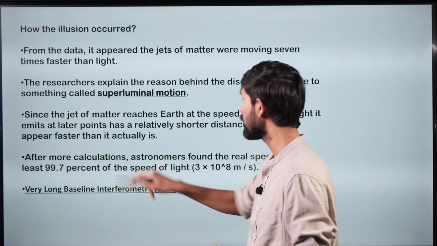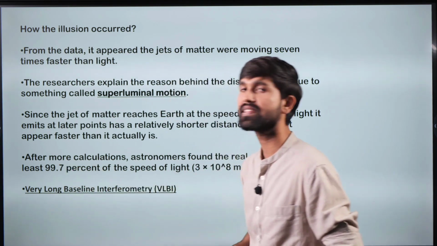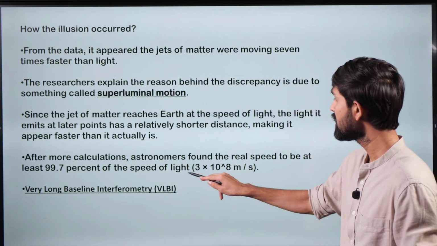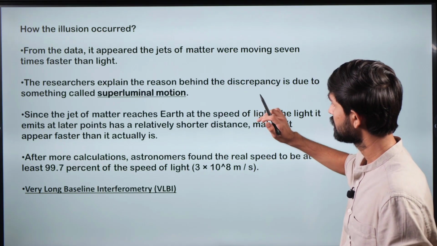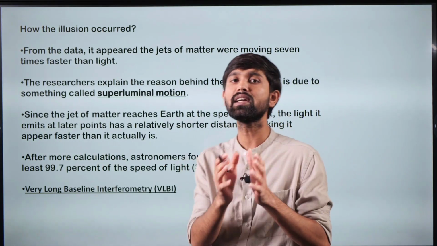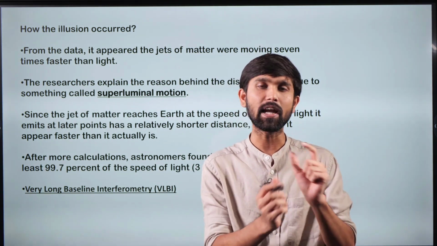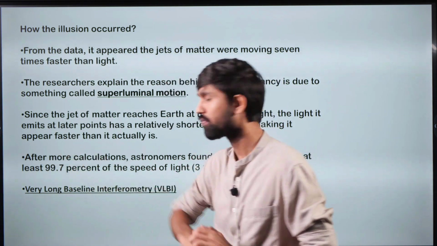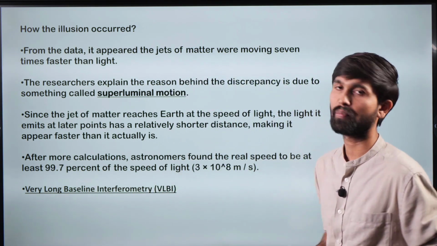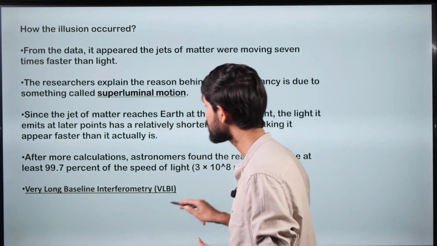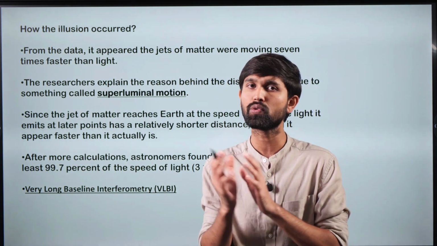And after more calculations, astronomers found the real speed to be at least 99.7% of the speed of light, which is 3 into 10 to the power 8 meters per second. This is the actual speed of light. So the real calculations have shown that this body has a speed slightly lesser than the speed of light. And this was possible by the method of very long baseline interferometry. This is the method that was used to calculate the speed.